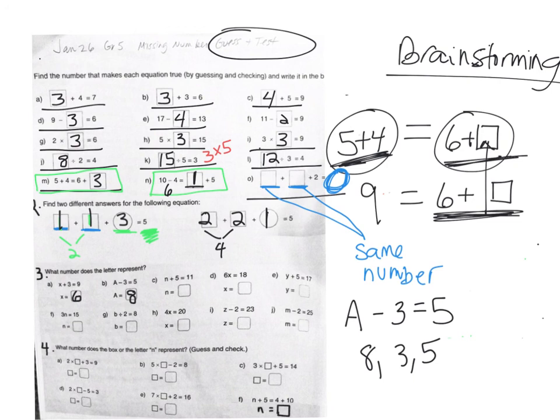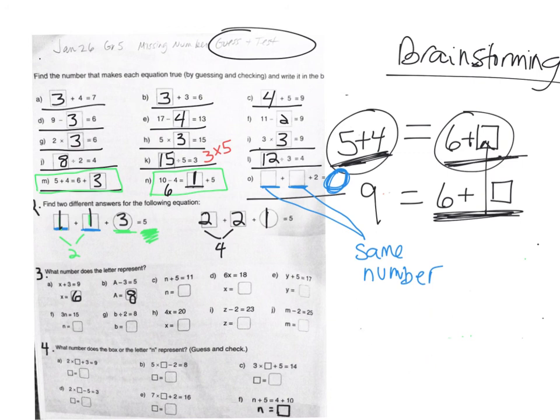Something else that you might do, and I'm not sure if any of you are thinking of this or if your parents helped you with this, but if you look at A subtract 3 equals 5, you might consider the inverse operation, and an inverse operation means the opposite operation. The opposite operation to subtraction is addition.